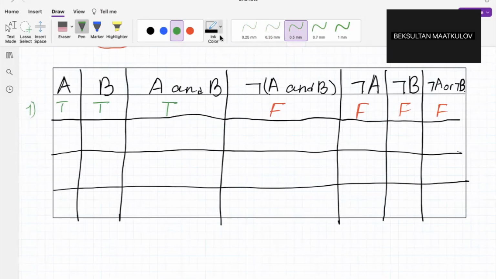And here you already need to see that this column equals this column, right? You have not (A and B), which is false, and this is the same as not A or not B. Okay, but this does not tell us anything yet. Let's go for the second column.